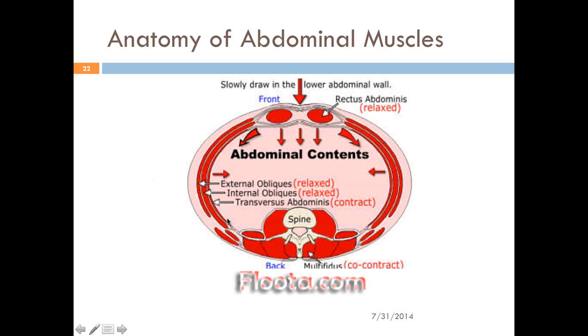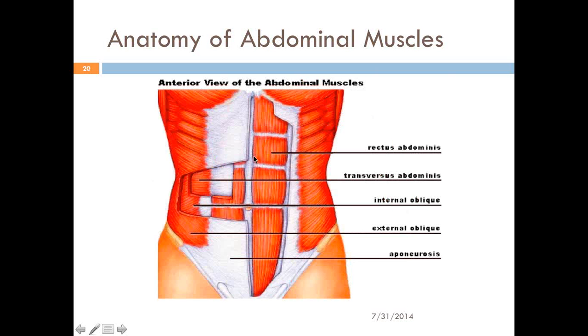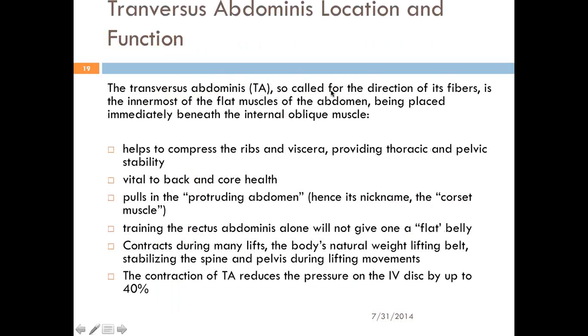Okay, so it's the innermost of the flat muscles, placed immediately beneath the internal oblique. It helps to compress the ribs and viscera, providing thoracic and pelvic stability. It's vital to back and core health. It pulls in the protruding abdomen, hence it's nicknamed the corset muscle. A lot of times you'll get a lot of questions from women after childbirth, or even some men, who ask how do I get rid of my protruding abdomen.